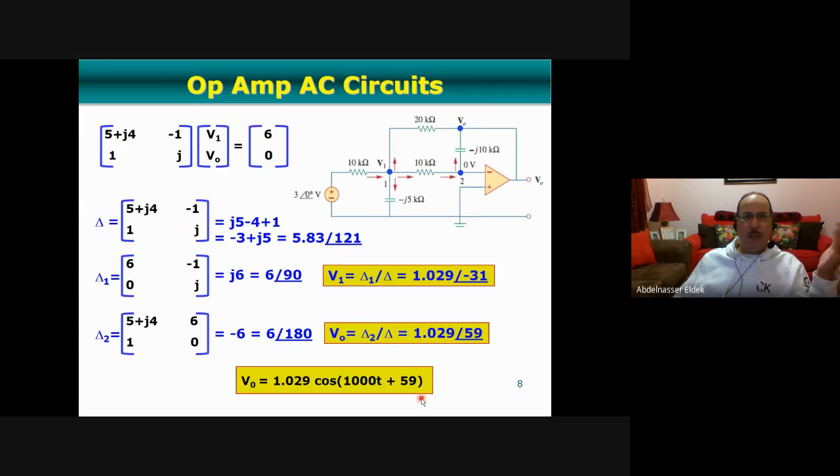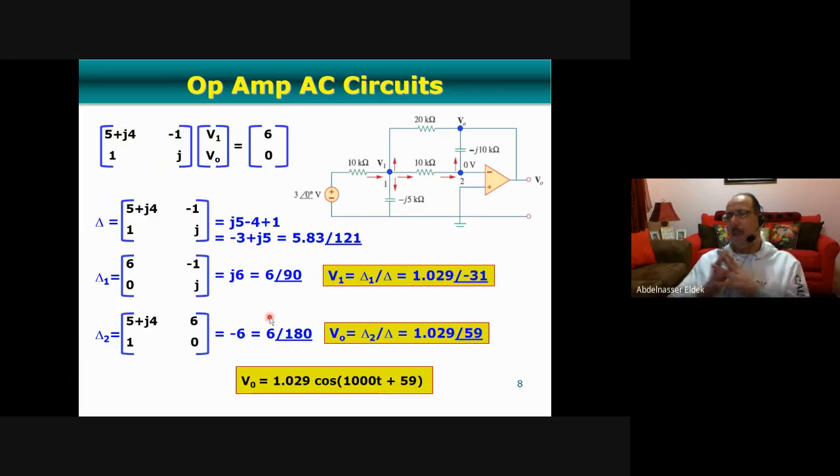Then you apply Cramer's rule. So here's the first, the coefficient matrix. Okay, and these are the unknowns V1 and VO, and these are the constants 6 and 0. Then you find delta the same way. So J5 plus 4J times J will be 5J. J4 times J will be negative 4. And then minus negative 4, negative 1 times 1 would be negative 1, will be minus 1, would be plus 1. Okay, so this will be delta.